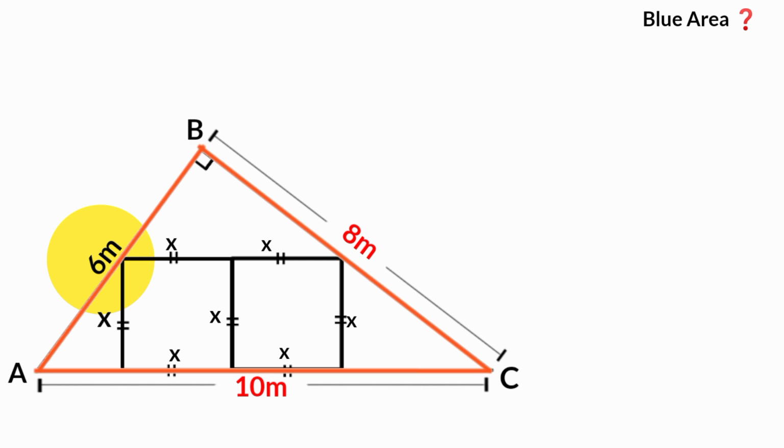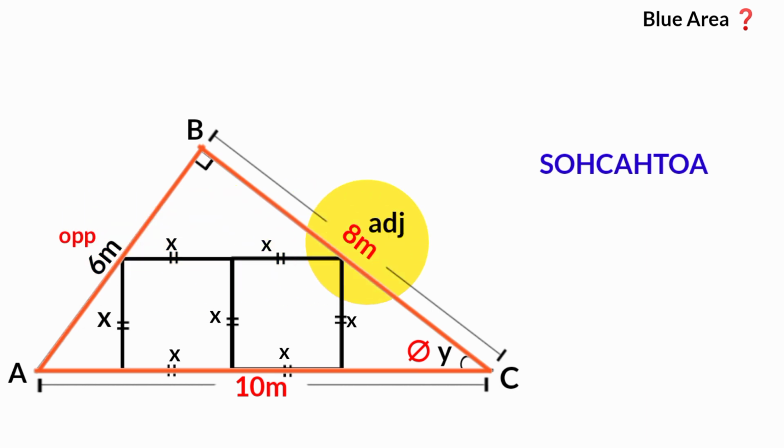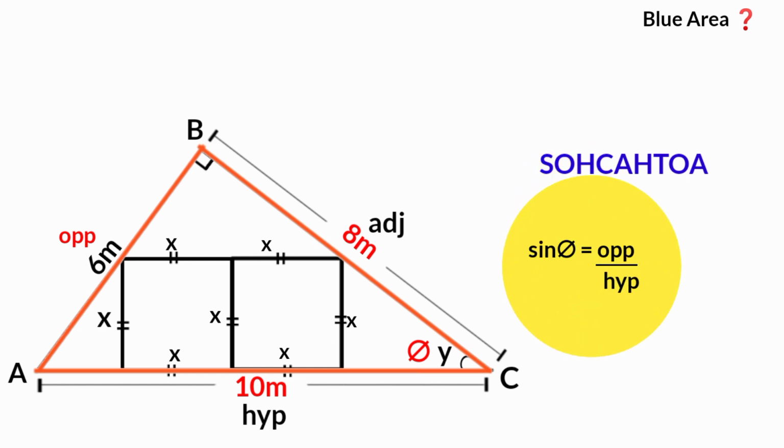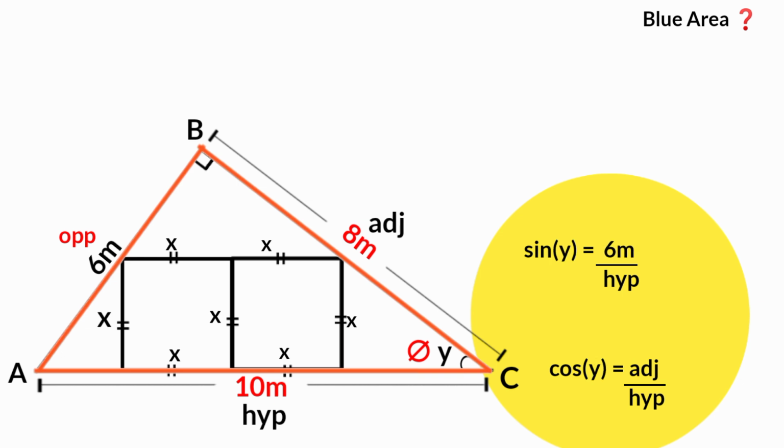Now the next thing we are going to do, we assume this angle to be y, and use SOHCAHTOA on triangle ABC. Taking this as theta, there is the opposite, there is the adjacent, and there is the hypotenuse. From here, SOH means sin theta equals opposite over hypotenuse, and CAH means cos theta equals adjacent over hypotenuse. Theta is y, opposite is 6 meters, adjacent is 8 meters, and hypotenuse is 10 meters. So sin y equals 6 meters over 10 meters and cos y equals 8 meters over 10 meters.